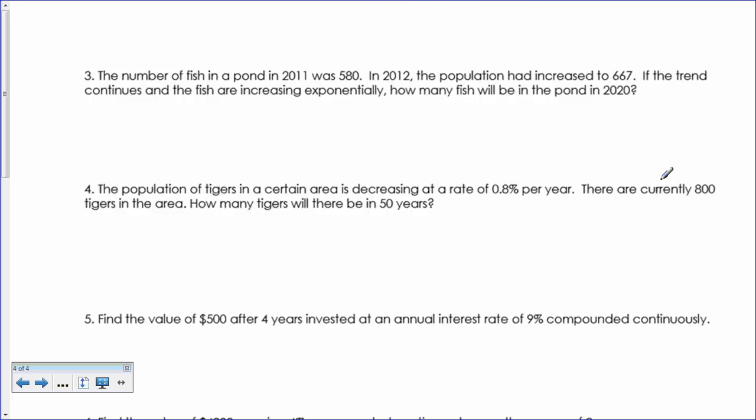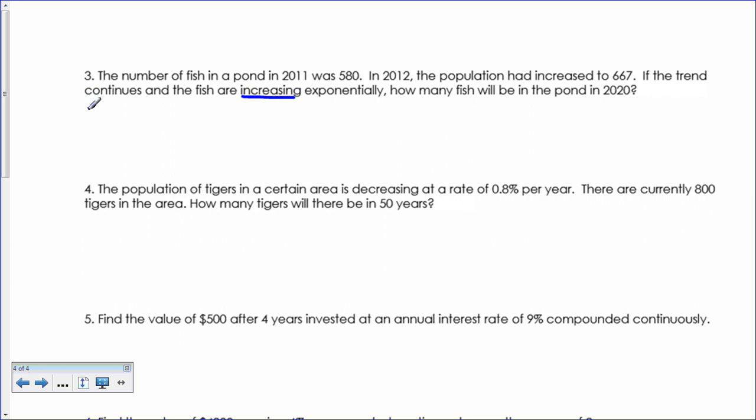We have a couple more on this page that are a little bit different. This one says the number of fish in a pond in 2011 was 580. In 2012, the next year, the population had increased to 667. If the trend continues and the fish are increasing exponentially, how many fish will be in the pond in 2020? So the first thing to notice is that we have increasing exponentially, so this is a growth.